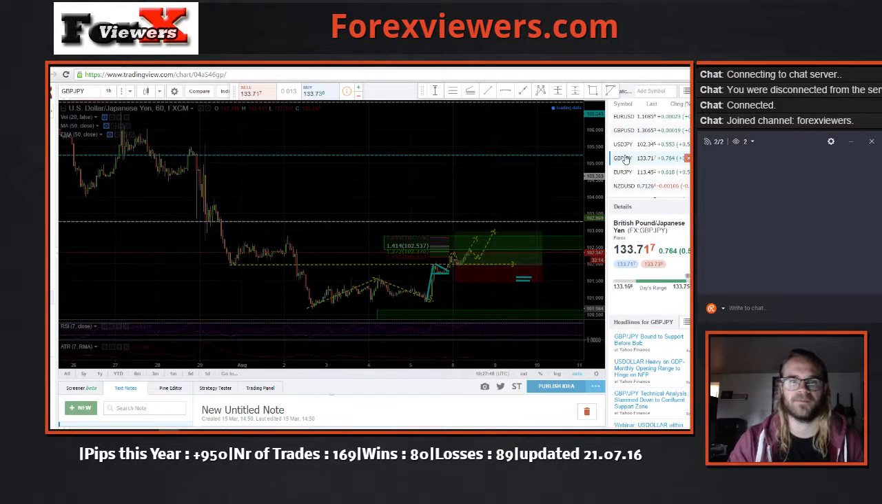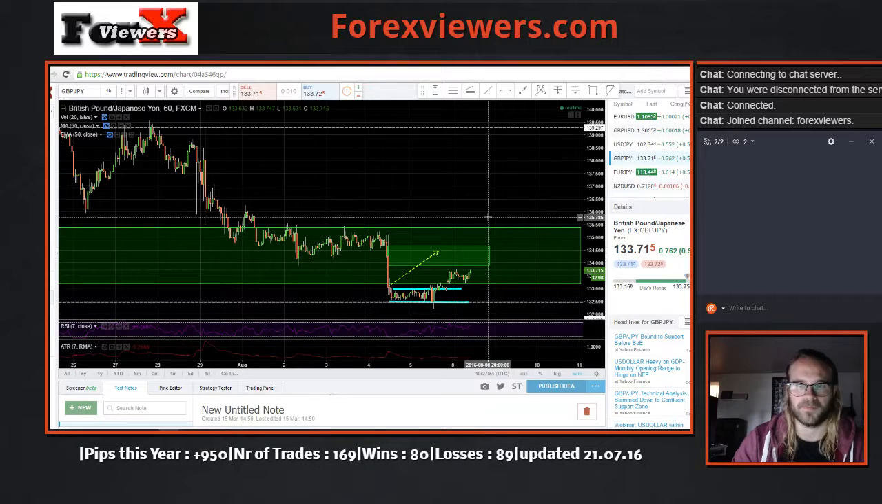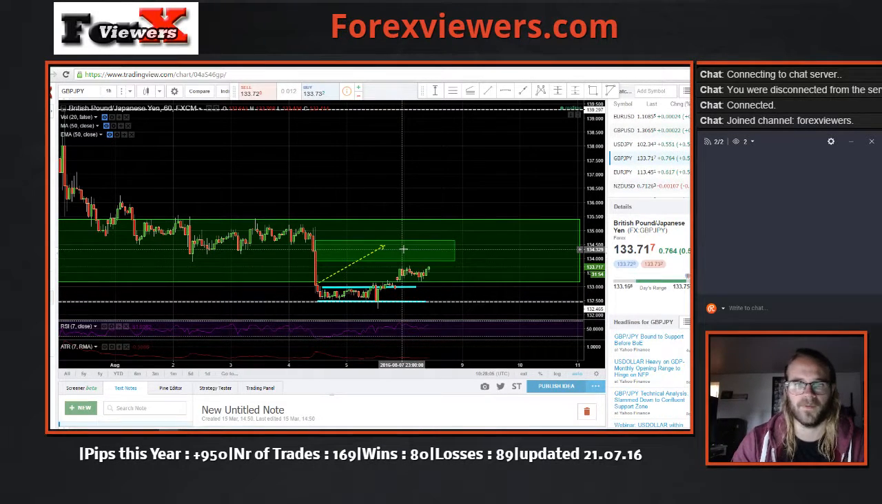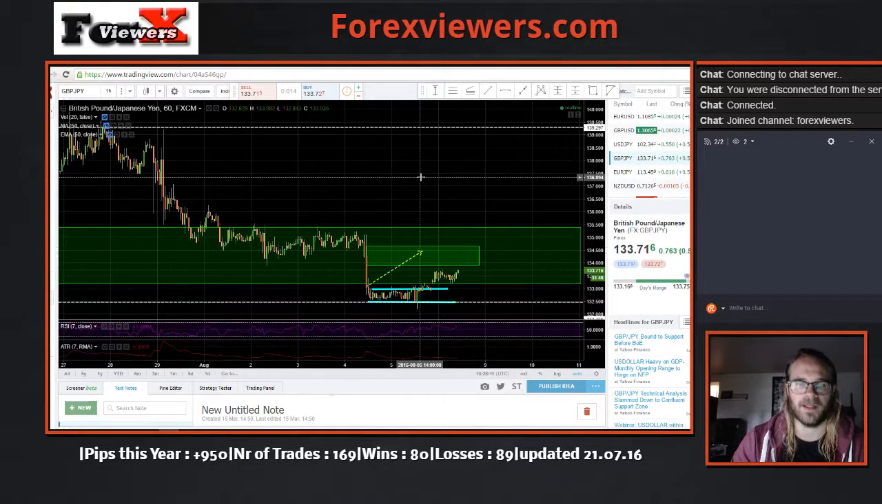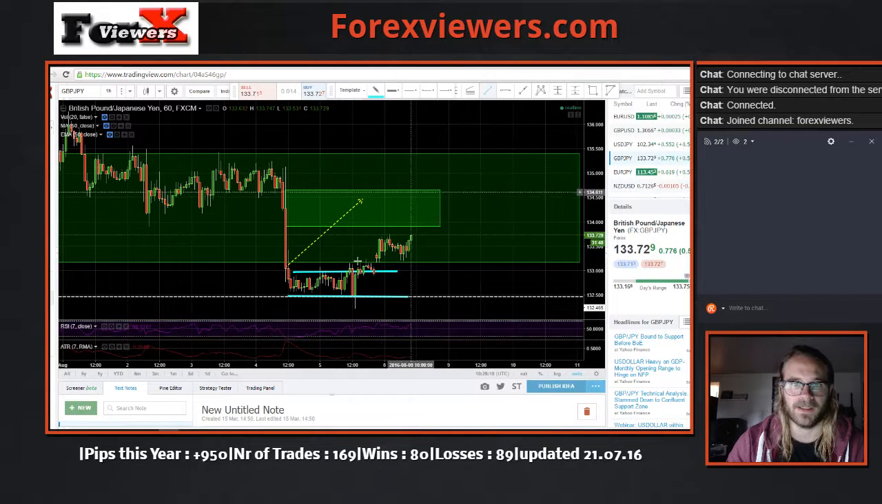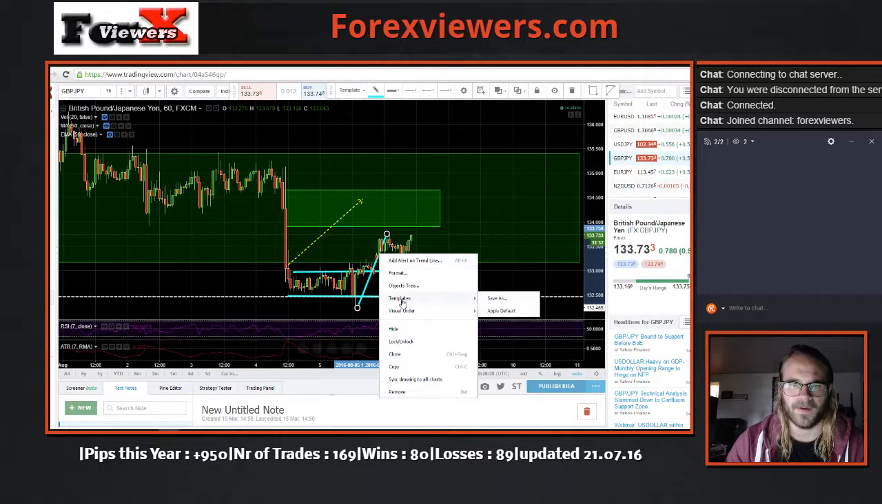Pound yen. Talked about this yesterday as well. Finally got the clear break to the upside here. I'm still going to be watching out for this level for a possible short. I'm not sure that I'll ever be involved in this, just because of the risk reward. I kind of see that I probably won't get the opportunity.